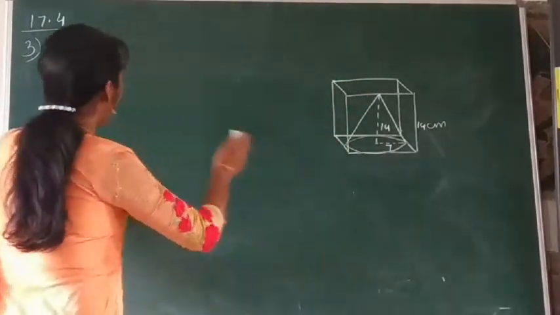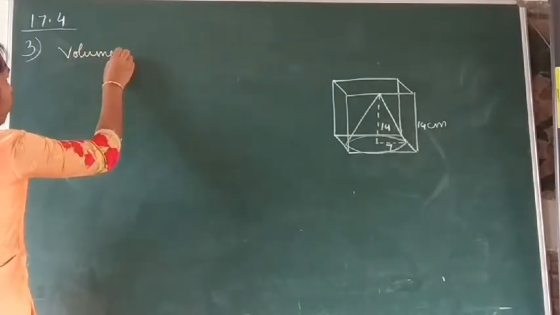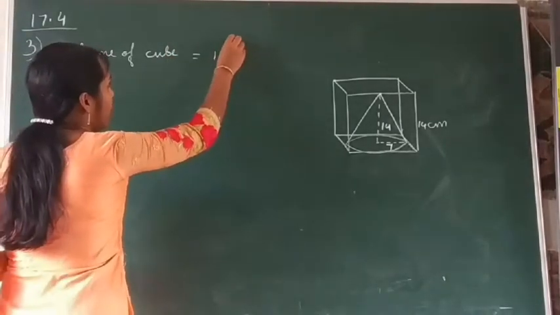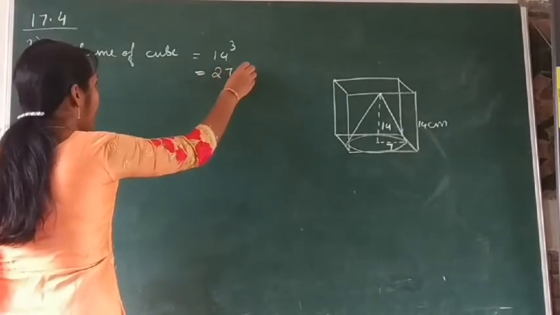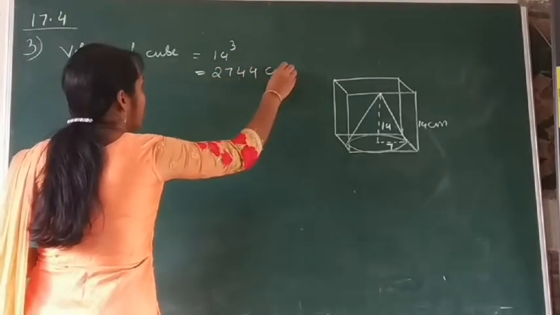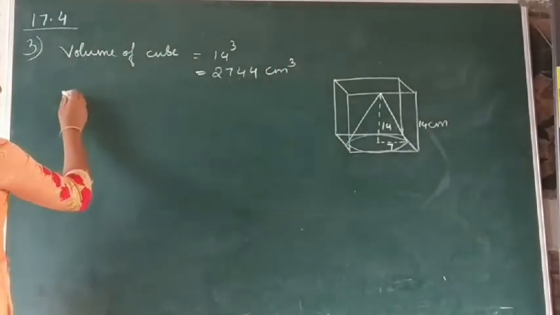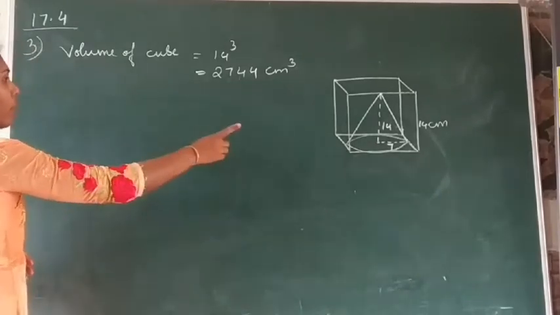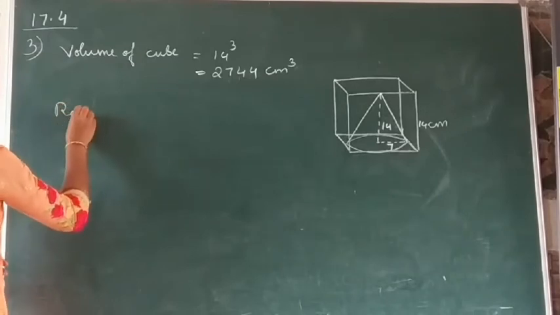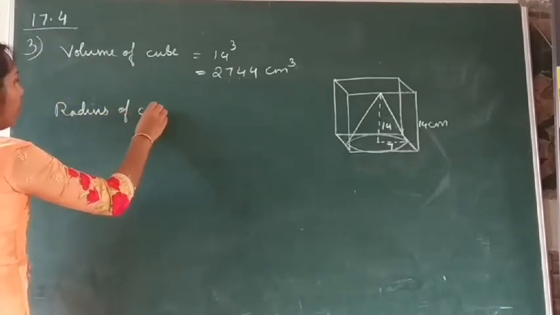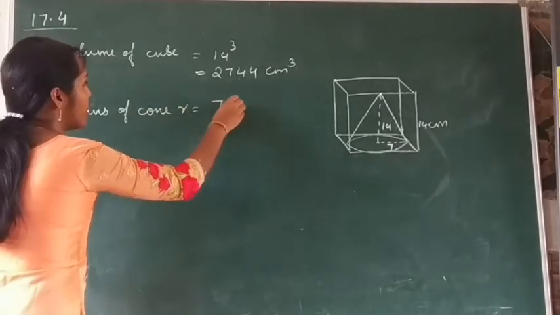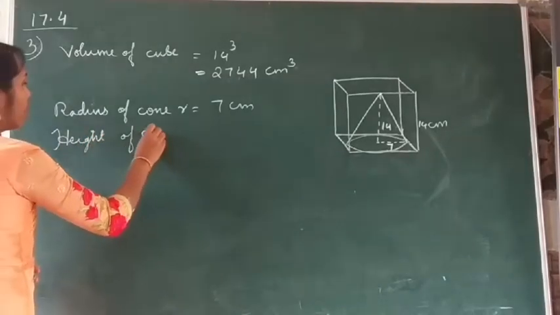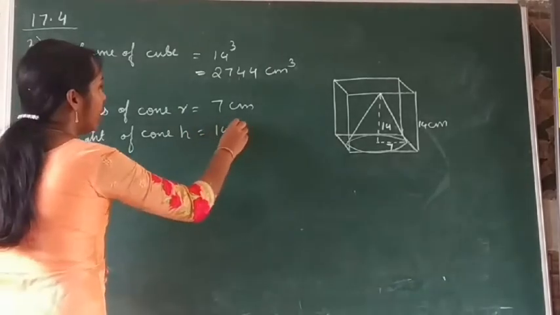So first of all we find the volume of the cube. Volume of cube is equal to edge cube, that is 14 cube, which is equal to 2744 cm cube. Now we have to find the volume of the cone. For that we already found the height and the radius. So radius of cone r is equal to 7 cm. Height of cone h is equal to 14 cm.